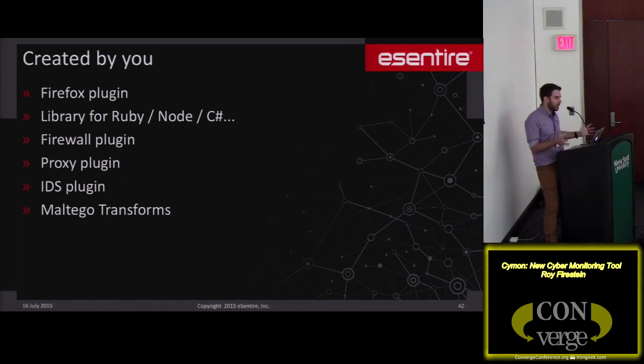IDS plugins are pretty much the same. And Maltego transforms is another example. So it'd be really awesome if you can punch an IP address in Maltego and then pivot into a domain using Cymon APIs. So that could be of a lot of value for you guys or other researchers if you're going after botnets or you're doing research. It'll be very useful.